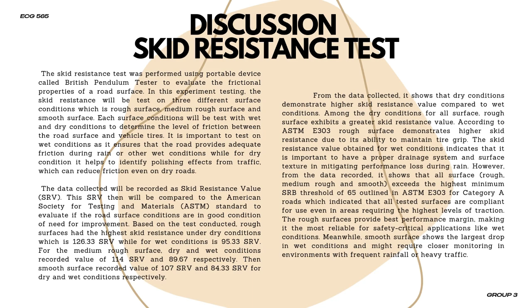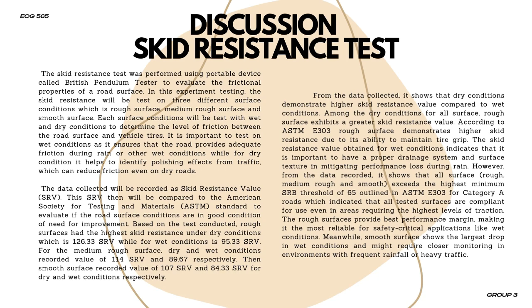This SRV then will be compared to the American Society for Testing and Materials E303, which is the ASTM E303 standard, to evaluate if the road surface conditions are good or need improvement. Based on the test conducted, rough surface has the highest skid resistance under dry condition, which is 126.33 SRV, while for wet conditions it is 95.33 SRV.